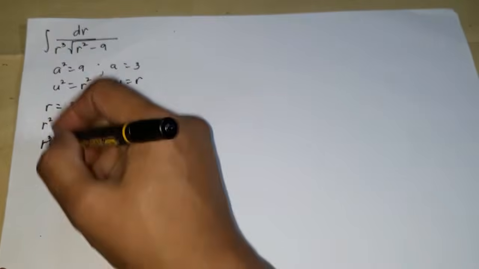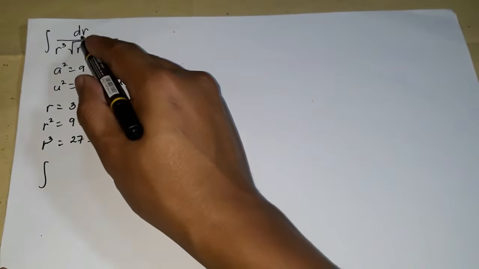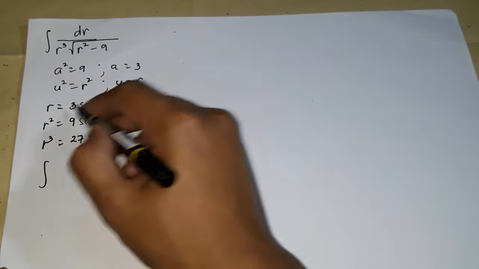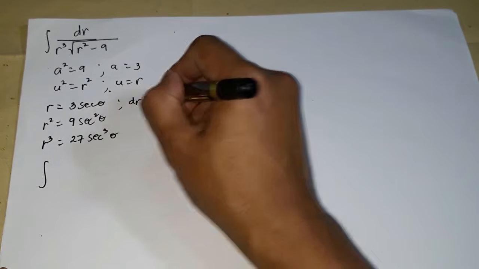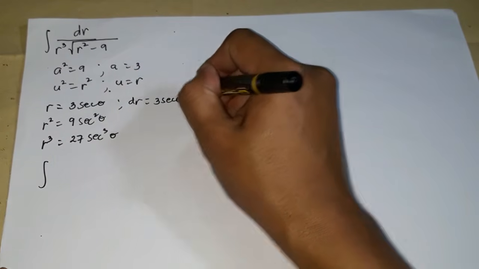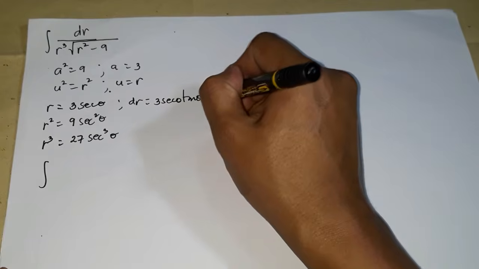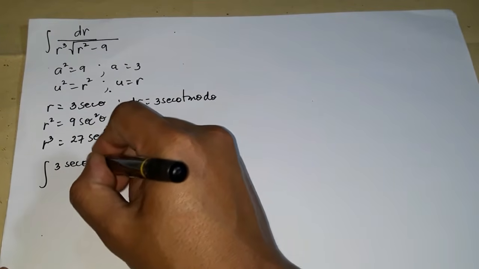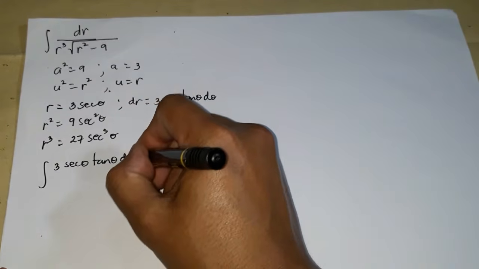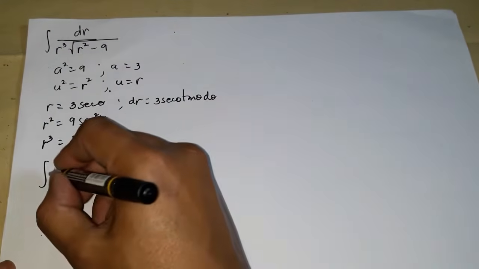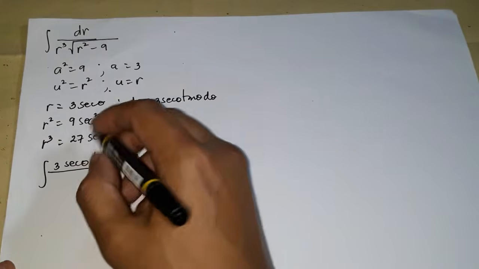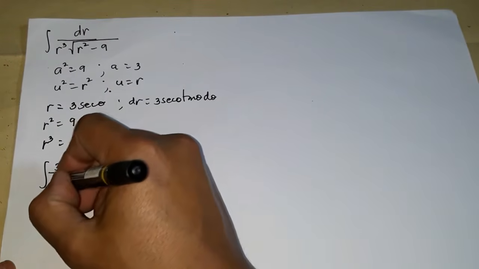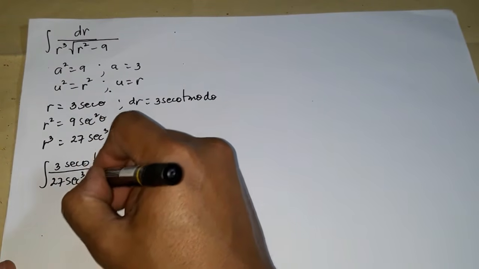And then replacing this, you have dr. dr can be obtained by differentiating this. So you get dr equals 3 secant theta tangent theta d theta. So you have 3 secant theta tangent theta d theta, that is your dr, all over r cubed. r cubed is represented by 27 secant cubed theta.